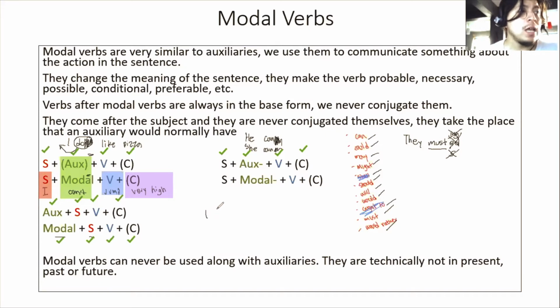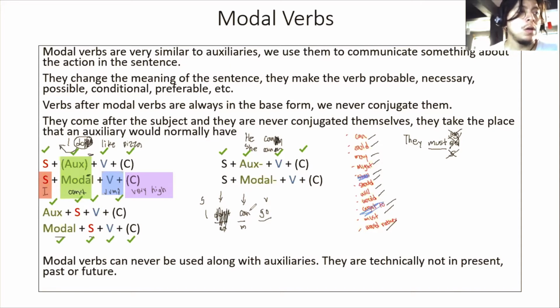You never say, I don't can go. This is impossible because this is an auxiliary and this is a modal verb. And we don't have space for an auxiliary and a modal verb. You have your subject, you have your verb, and you need to decide if you want to use the simple present, then you use an auxiliary. If you want to use a modal verb, then you can never use the auxiliary.